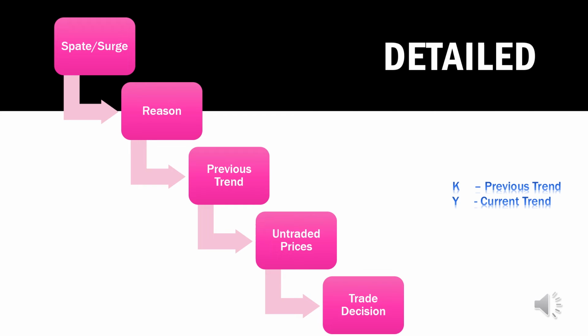Now let's look at each step in detail. Spate is identifying a 5% or more travel, downside or upside, on the prices of crude oil in 1 or 2 days. Let's call this Y. Now the next step is finding out the reason for such a surge, and it is very important to read about it.